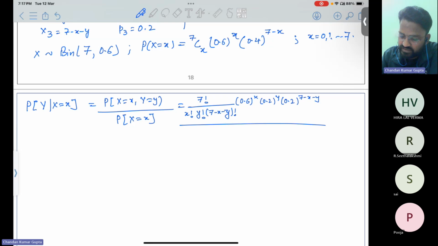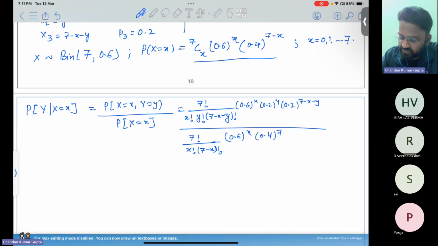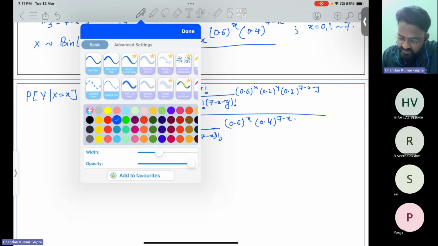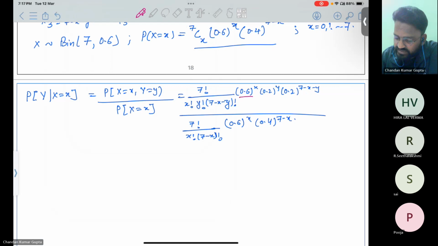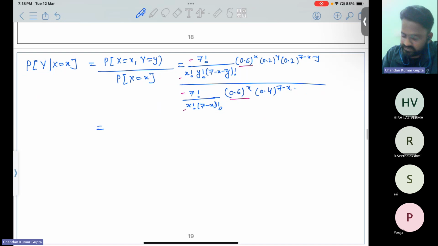And divided by this quantity, the marginal of x, that is 7Cx, so 7 factorial over x factorial, 7 minus x factorial, times 0.6 to the power x, 0.4 to the power 7 minus x. After solving, 7 factorial cancels out, and x factorial cancels out. After simplification, we may write like this.